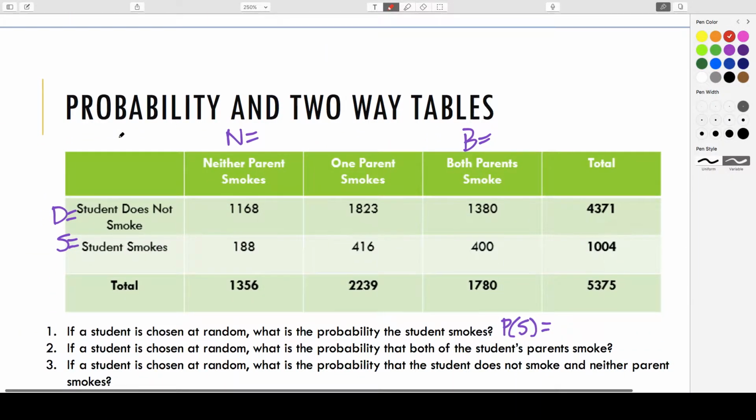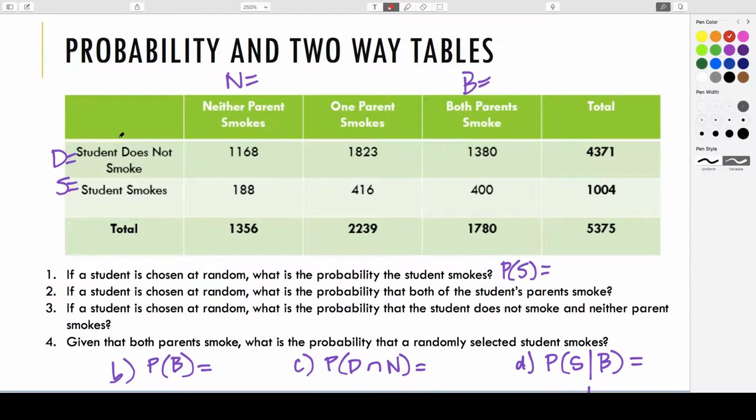Okay. All right, y'all are good at these two-way table probabilities. Yes, y'all are good. All right, so I'm glad I left all this stuff from 7th period. Okay, let's just run through.